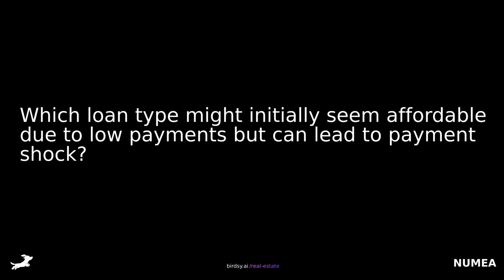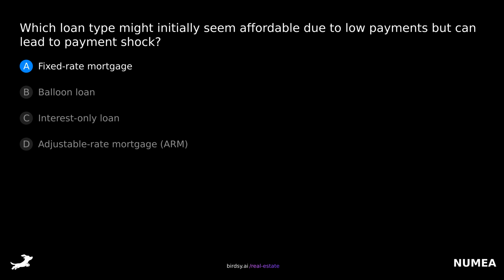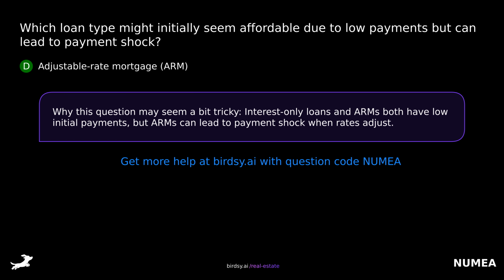Which loan type might initially seem affordable due to low payments, but can lead to payment shock? Is it A. Fixed-rate mortgage? B. Balloon loan? C. Interest-only loan? Or D. Adjustable-rate mortgage? The answer is D. Adjustable-rate mortgage. Why this question may seem a bit tricky. Interest-only loans and ARMs both have low initial payments, but ARMs can lead to payment shock when rates adjust.